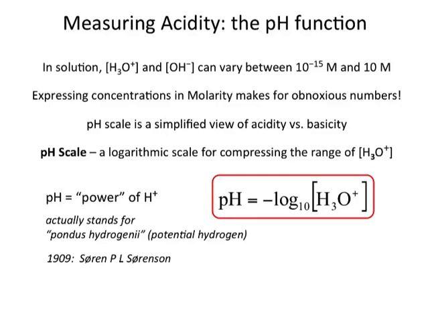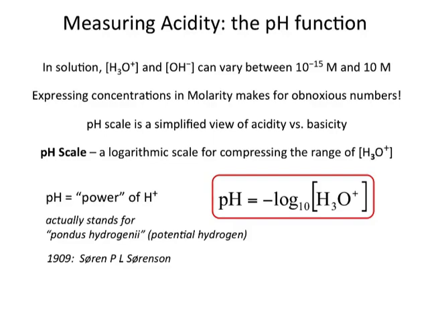And so what a logarithmic scale does in base 10 is that for every order of magnitude you move, say you go from 10 to the negative 2 to 10 to the negative 3, that corresponds to a shift of 1 pH unit. So similarly, if you go from 10 to the negative 5 to 10 to the negative 10, that's 5 orders of magnitude, that's 5 pH units.